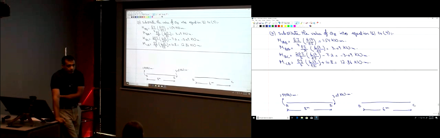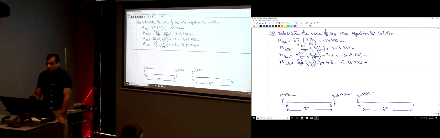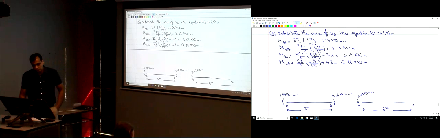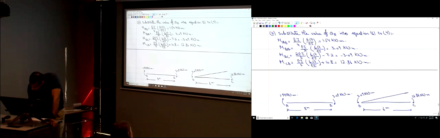Negative 3.09. What does negative mean? Counterclockwise. So this is counterclockwise, 3.09 kilonewtons meter. How much is MCB? 12.86. Positive 12.86. So it's clockwise, 12.86 kilonewtons meter. On member BC, there was a triangular load like this, and the intensity here was 6 kilonewtons per meter.